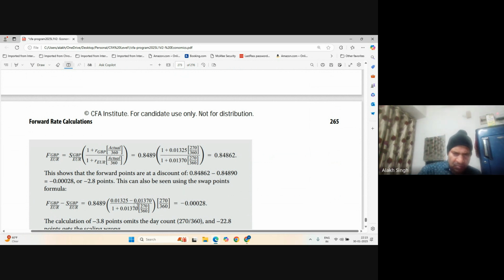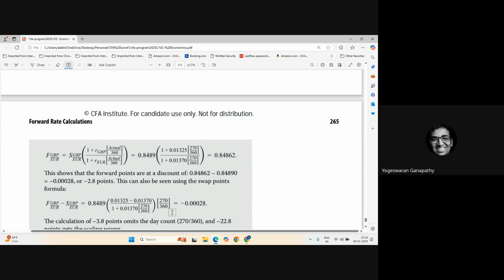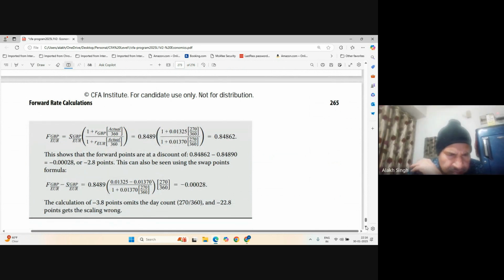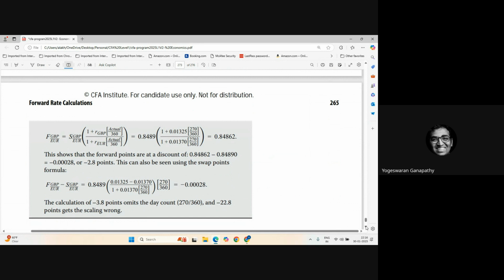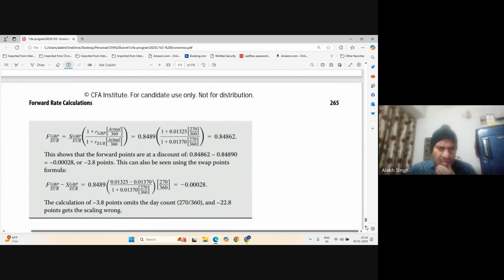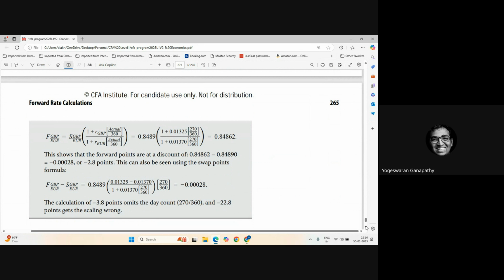So this is another formula. That's it. No, sir, the thing is, we didn't subtract it, no, sir. We got 0.84862, the same using our method. Then we have to subtract it from the original points, right? So I subtracted one, because instead of one, if we subtracted 0.8489, then we would have got the exact answer.